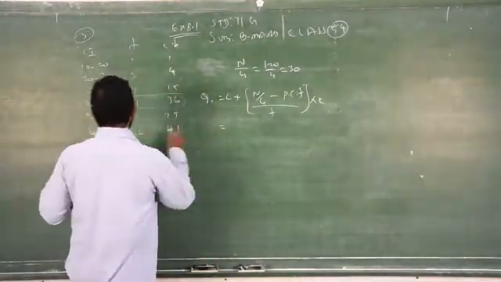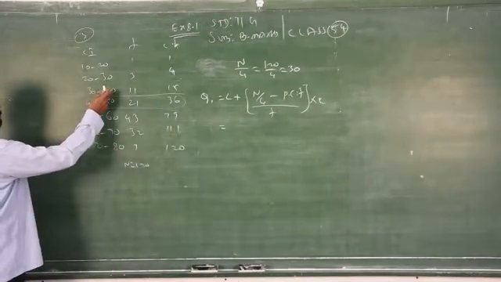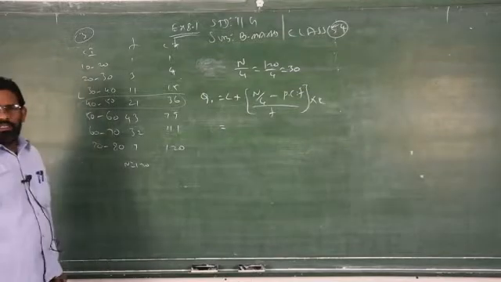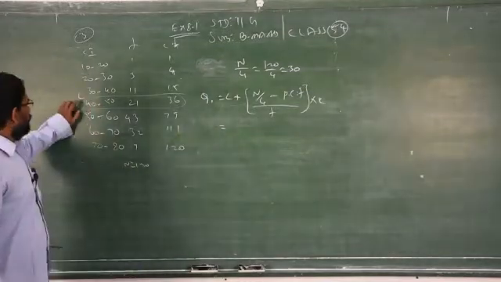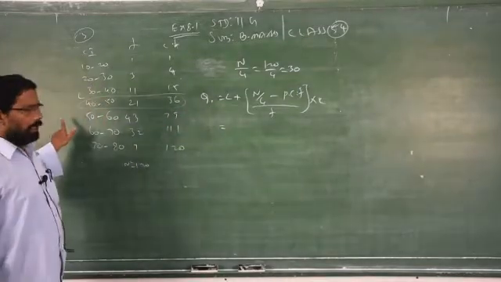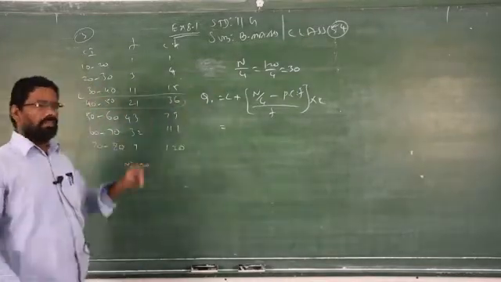Just replace. I told you already, when the upper limit and the lower limit are same, then you need not subtract 0.5 from the lower limit. L stands for lower limit. This L stands for lower limit. You can use small letter l also, it doesn't matter.